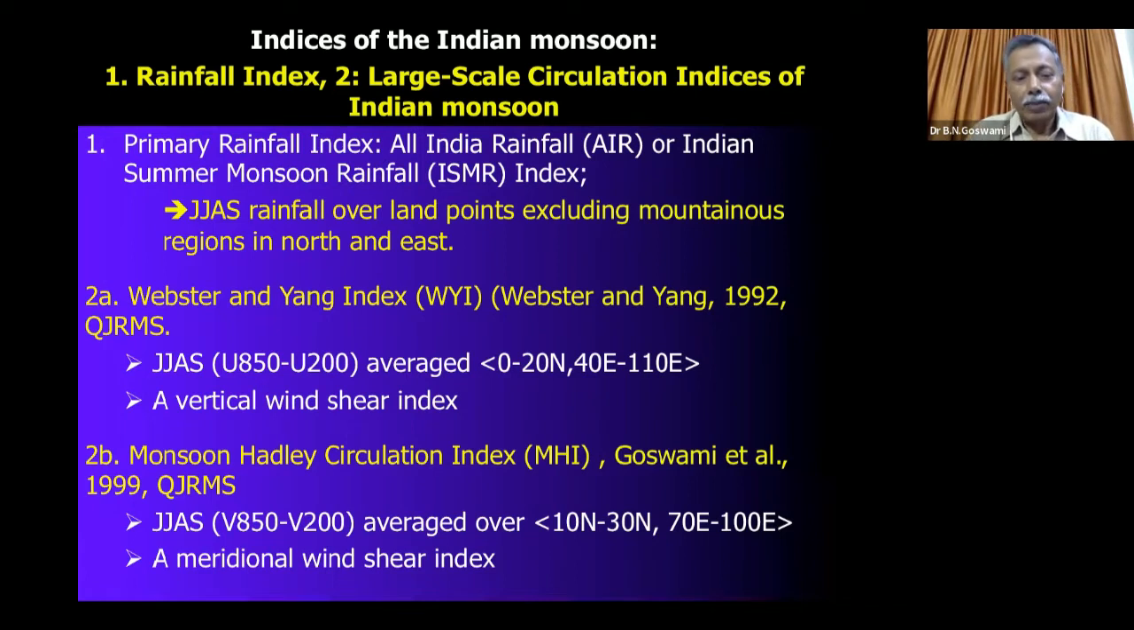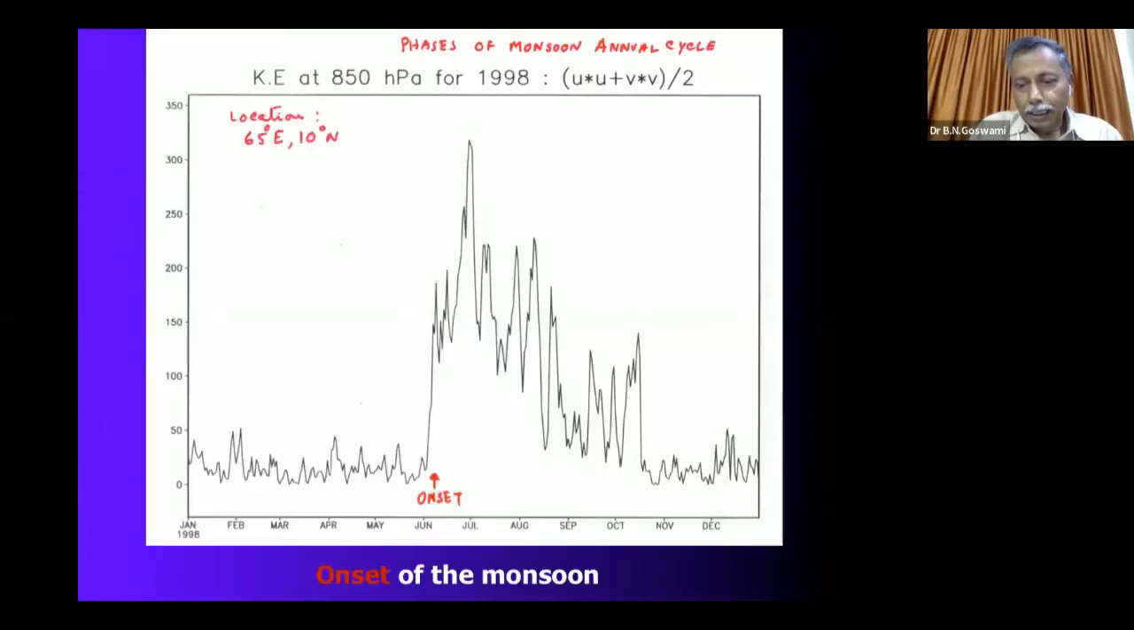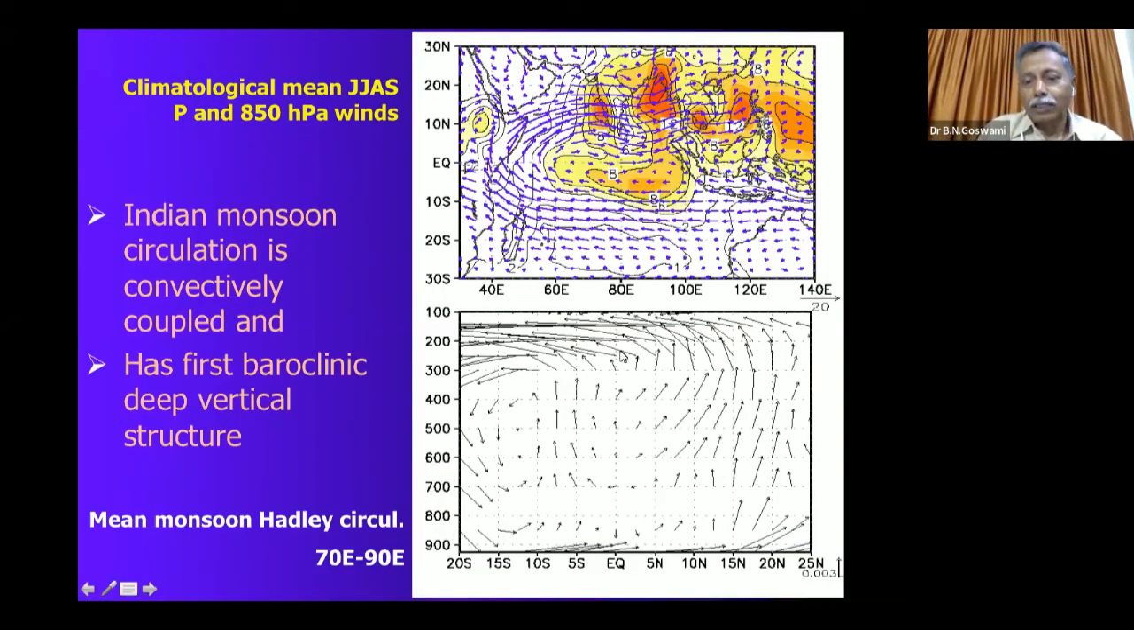Instead of vertical wind shear, we proposed that a meridional wind shear is more suited because we have the monsoon Hadley circulation. If in the north-south direction it is an overturning circulation, then the meridional winds are in one direction at the low level and in the other direction at the upper level. Therefore, if I make an index of the differences of the meridional wind at upper level and lower level, that would give me a good index of the monsoon Hadley circulation.